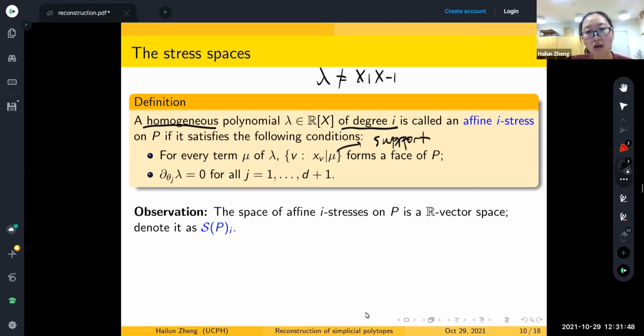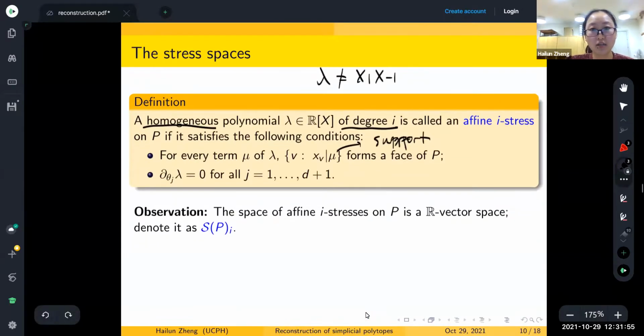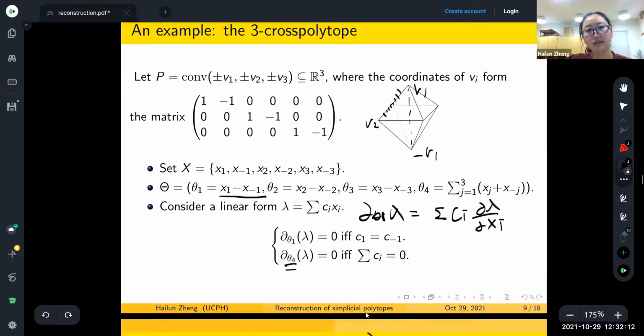But on the other hand, it is possible that we have some non-square-free terms. I mean that lambda is possibly something that looks like x1 squared times x2. It doesn't matter, because in this case, the support is on V1 and V2, and we know that V1, V2 is actually an edge in my polytope.